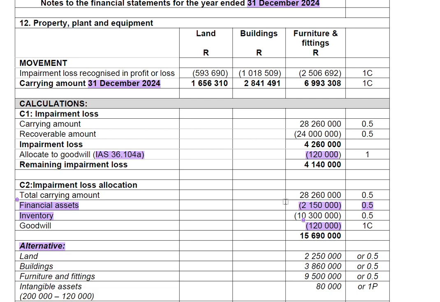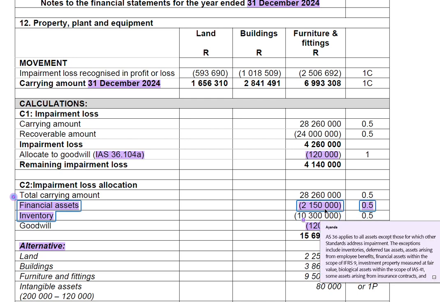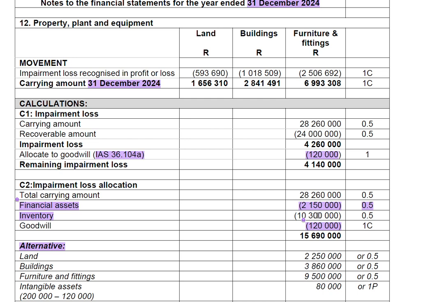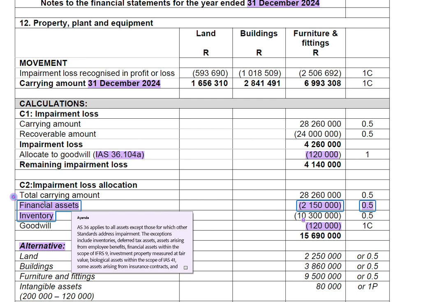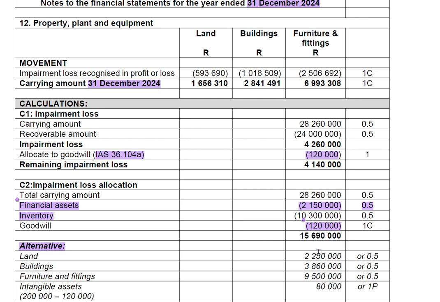So what do we need to do now? We look at the total carrying amount. We subtract these two assets, which are financial assets and inventory. We further subtract the impairment that has already been allocated. Then we get the balance of assets after excluding the goodwill, which will be fully eliminated, and after excluding the two items that are excluded from the scope. Then we're left with 15,690. So that is where we're going to allocate the balance of our impairment.